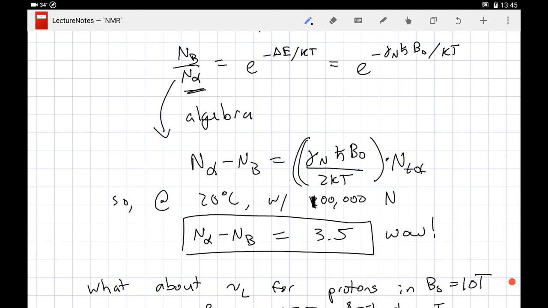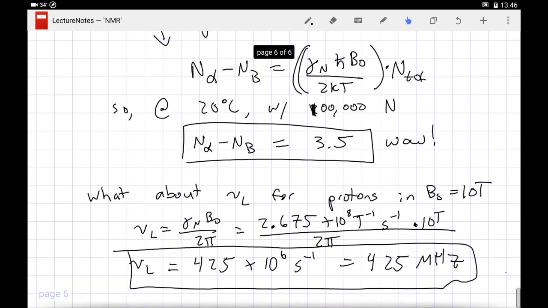Now, one way that you can make this population difference bigger is by reducing the temperature, right? Because these are thermally populated, and that energy difference is so small that both of them are appreciably populated thermally. So if you decrease the temperature, you're going to decrease the population in that upper, quote-unquote, excited state of spin down. So that's one way you can increase this.